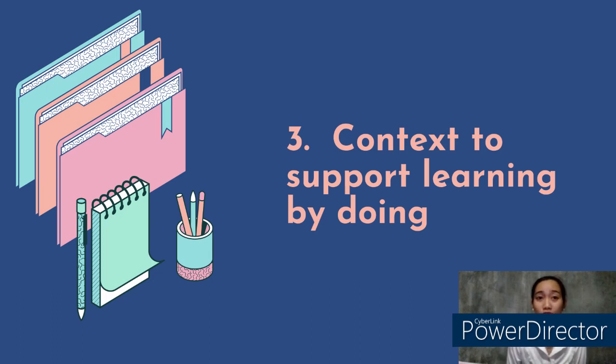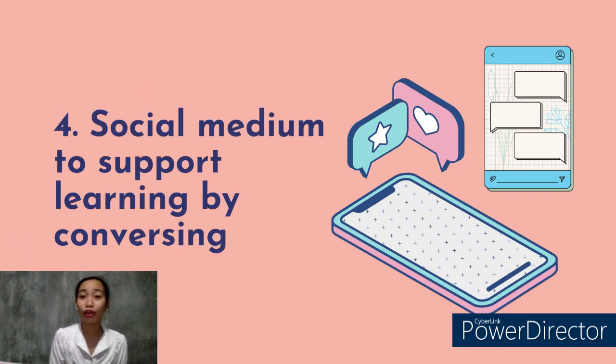Number three, technology as a context to support learning by doing. Technology can be used for representing and simulating meaningful real-world problems, situations, and contexts. Number four, technology as a social medium to support learning by conversing. Technology can be used for discussing, arguing, connecting, and collaborating with others. Email and applications such as Messenger, Facebook, Twitter, and the like are some examples of platforms for conversing.